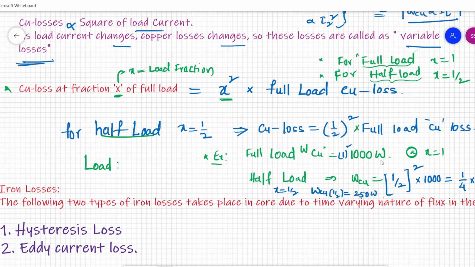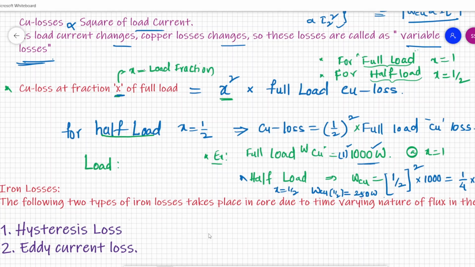For full load the copper losses were 1000 watts. At half load they are reduced to 1/4. So this is copper losses at a fraction of full load. Okay, so this is about copper losses. Now let us see the second losses in a transformer. They are iron losses or core losses.